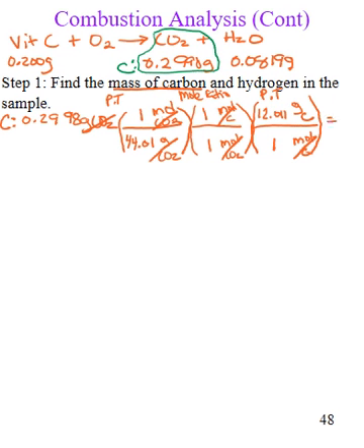Now if you multiply through, so you take your top in parentheses, 0.2998 times 12 divided by 44, we should get a number of 0.0819 grams of carbon. Okay, so we found the mass of carbon. Now we need to find the mass of hydrogen. Where is hydrogen coming from in the reaction? It's coming from water. So we have to use this instead.